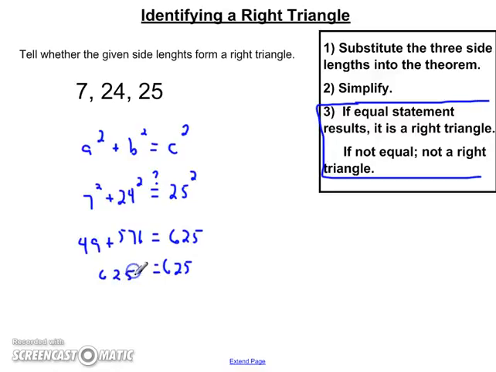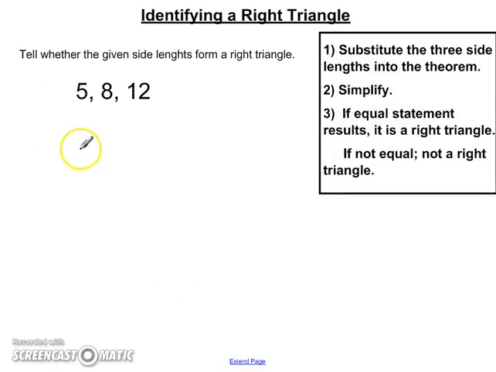And so, in this particular case, is 625 equal to 625? Well, the answer to that is yes. So yes, however you want to answer it, this is a right triangle. So it does form a right triangle. If those were not equal, then it would not be a right triangle.